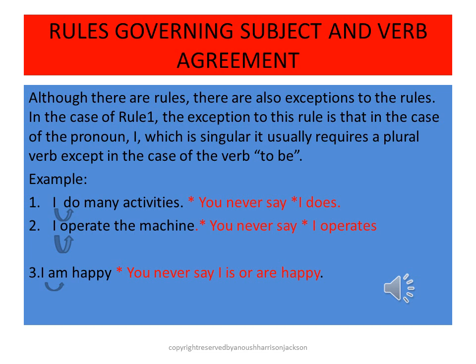Although there are rules, there are also exceptions to the rules. In the case of rule number 1, the exception is the pronoun I, which is singular, yet it usually requires a plural verb, except in the case of the verb to be. Example 1. I do many activities. You never say I does. Number 2. I operate the machine. You never say I operates. Number 3. I am happy. You never say I is or are happy.